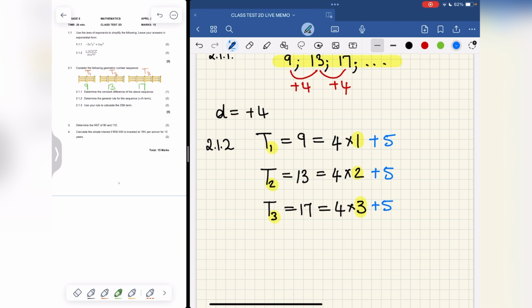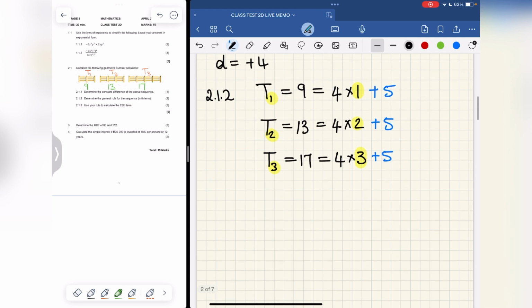So it seems that the rule then is, if I take my constant difference of 4 and I multiply it with my term position, and I then add a 5, I will get the value of the term in that position. So in other words, my general rule is 4n plus 5.